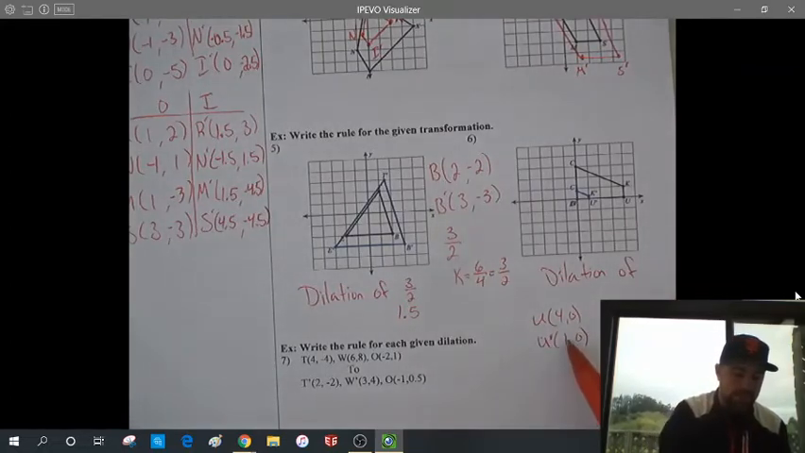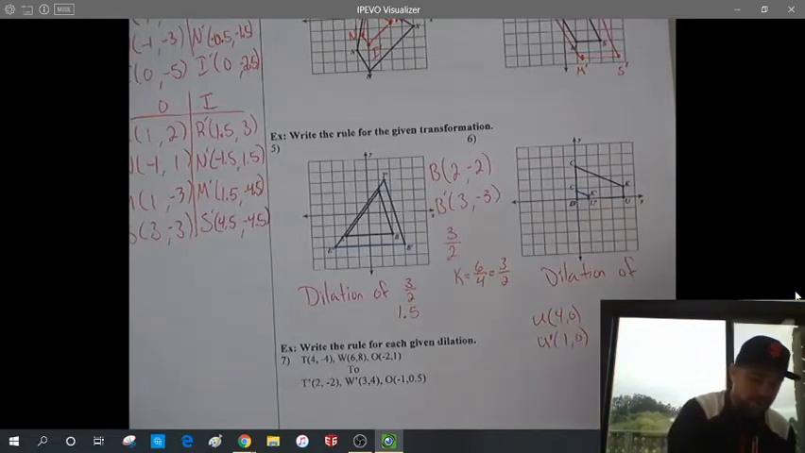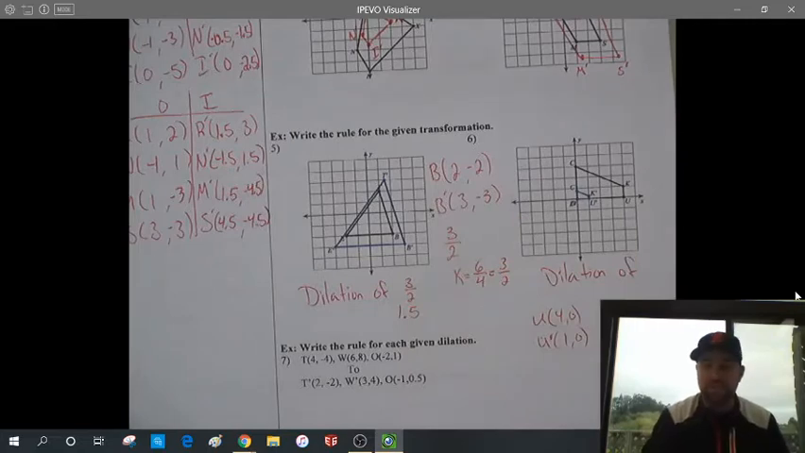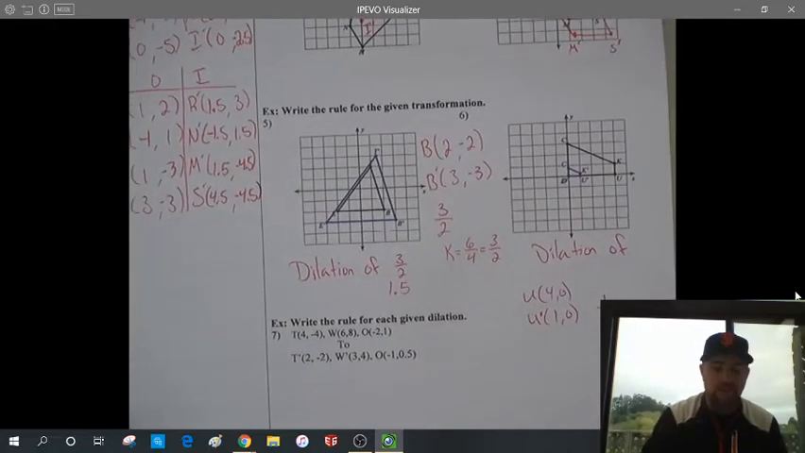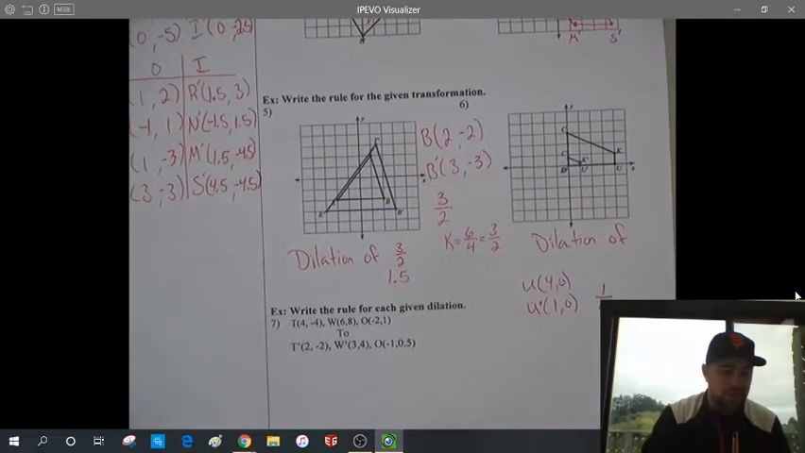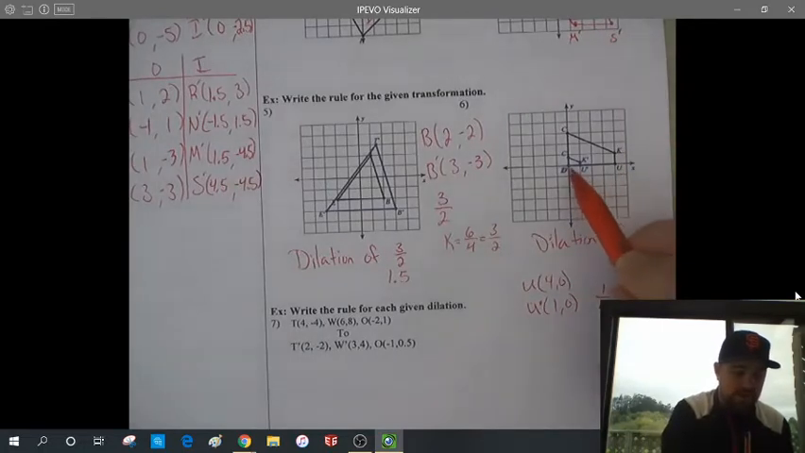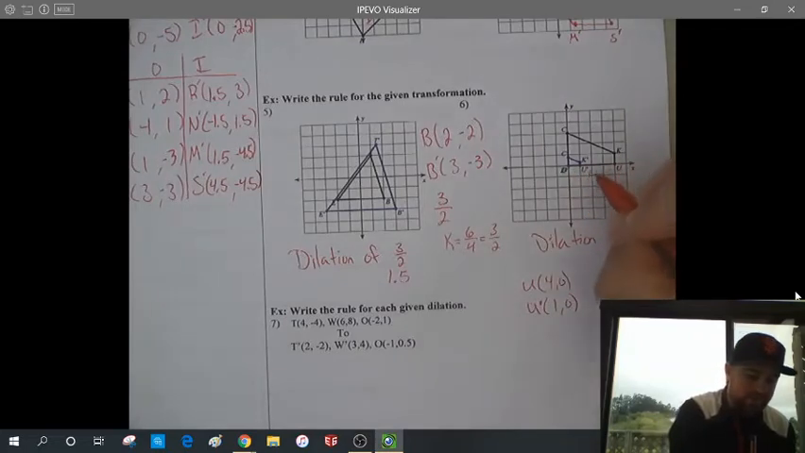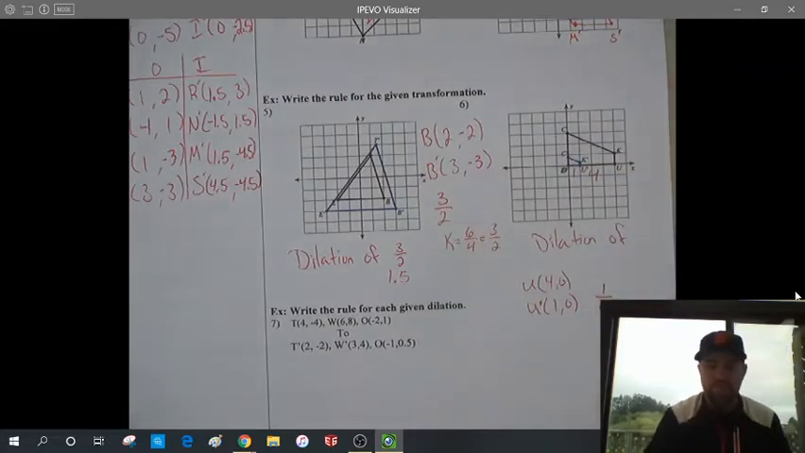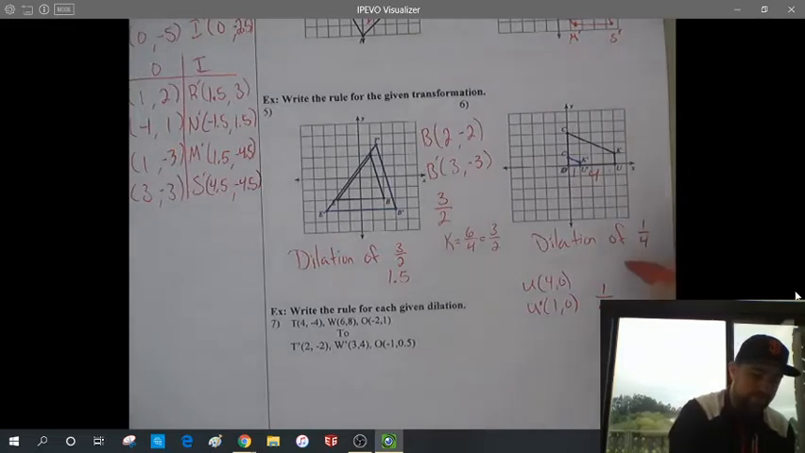This time, U prime of 1 to 4, it's a reduction, and so I can see that it needs to be a scale factor between 0 and 1. Or if I also look at the side length, the side length between D to U is 1, 2, 3, 4 units. The side length between D prime to U prime is only 1 unit. So it went from 4 down to 1, so again, that's a reduction of 1/4, or that's the same as 0.25.